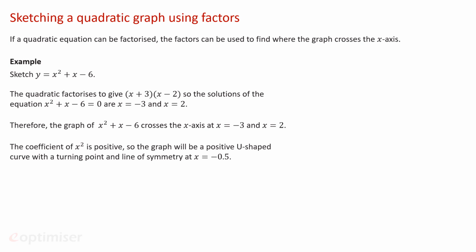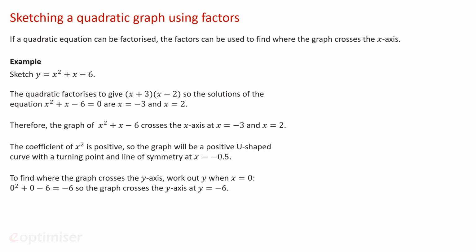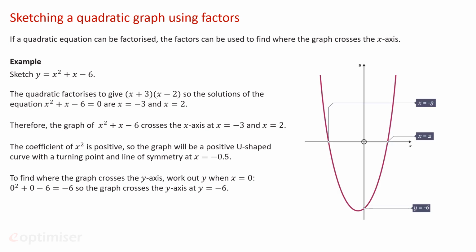Also you can find where it is going to cut the y-axis. At the y-axis, x is going to be 0. So if you put x is equal to 0, you can get the y value. That is where it's going to cut the y-axis. If you put x is equal to 0, y is going to be minus 6. By using that information, you can draw the graph like this one. The line of symmetry is minus 0.5. It's cutting the y-axis at y is equal to minus 6. On the x-axis, it's cutting at minus 3 and 2. So you can draw the graph.